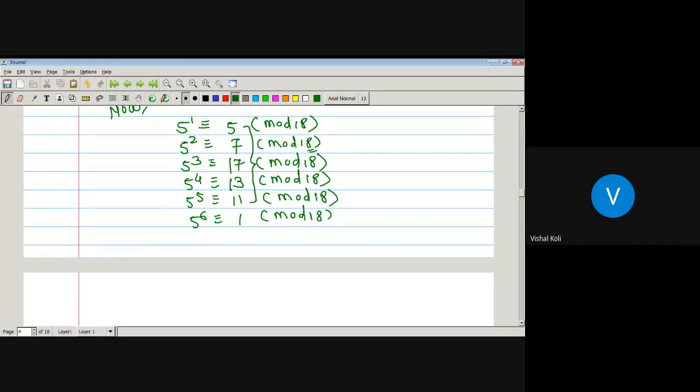But as φ of 18 is equal to 6 and 5 is a primitive root of 18, then 5 to the power 6 must be congruent to 1 modulo 18.